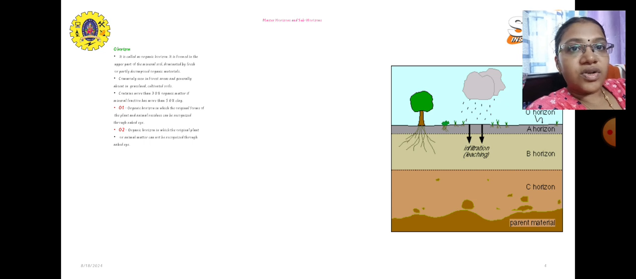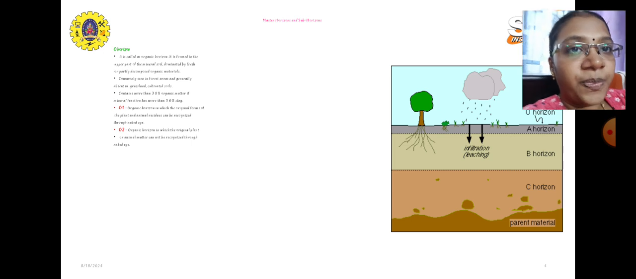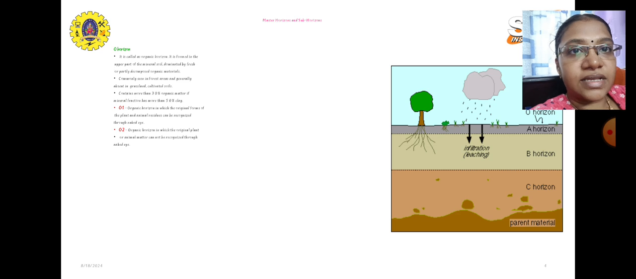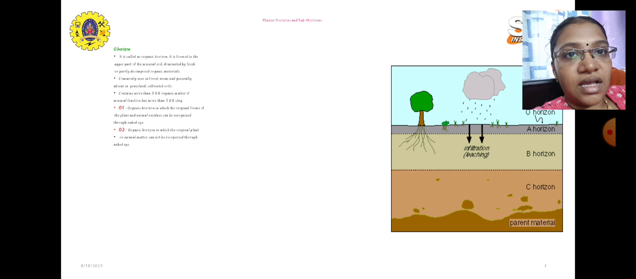So the O horizon is called the organic horizon. The organic horizon is mainly formed in the upper part of the mineral soil that is dominated by fresh or partly decomposed organic materials. It is commonly seen in forest areas and generally absent in grasslands or other cultivated soil lands. This type of organic horizon contains more than 30% organic matter if the mineral fraction has more than 5% of clay. So like organic first layer and second layer we categorize the O horizons.